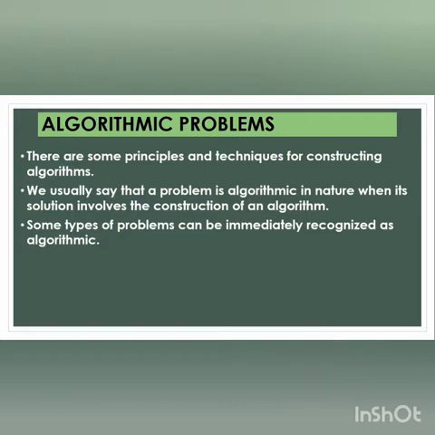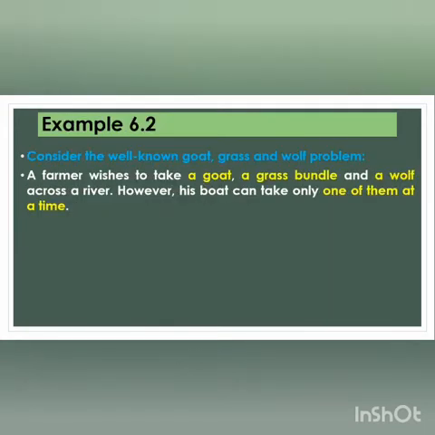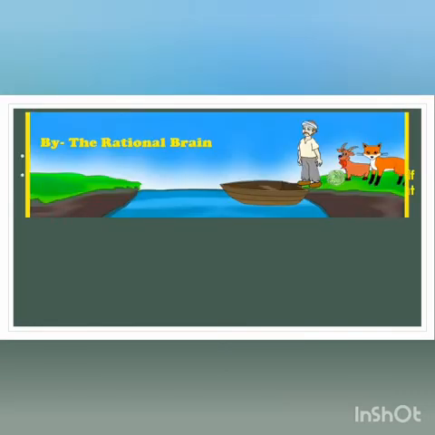Some types of problems can be immediately recognized as algorithmic. Let us see an example. Consider the well-known goat, grass and wolf problem. A farmer wishes to take a goat, a grass bundle and a wolf across a river. However, his boat can take only one of them at a time. So, the farmer needs several trips to cross the river.